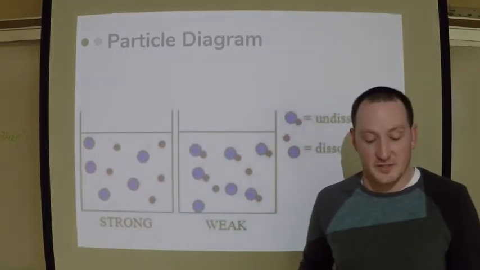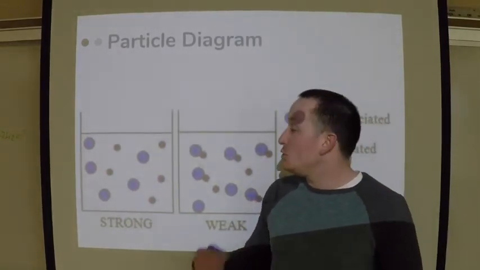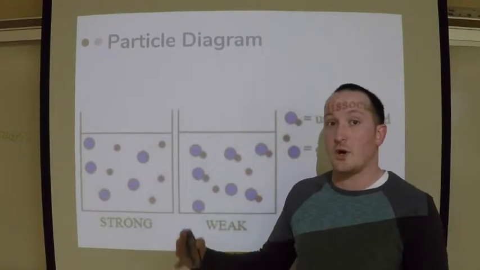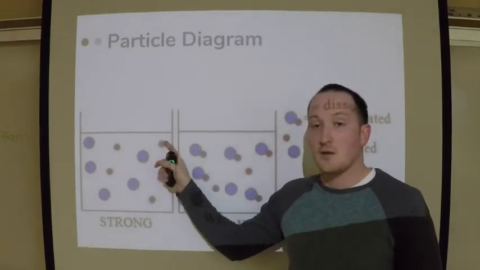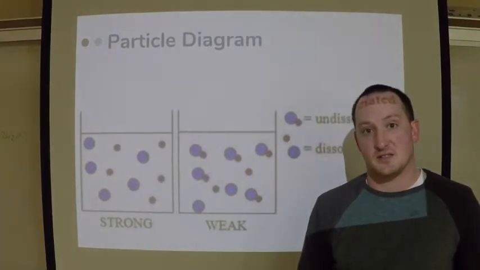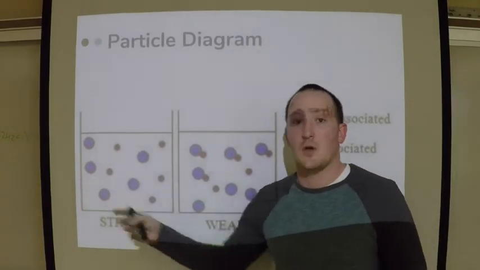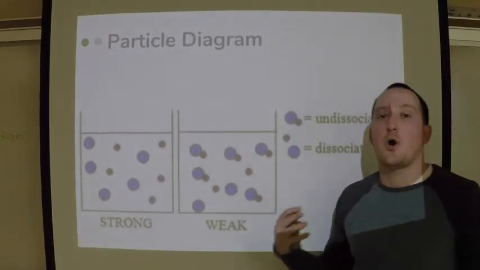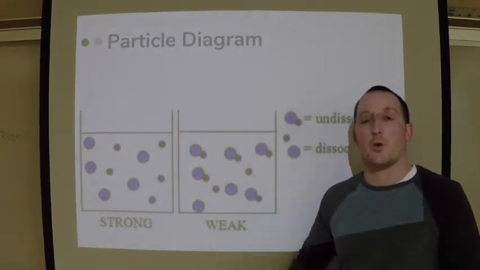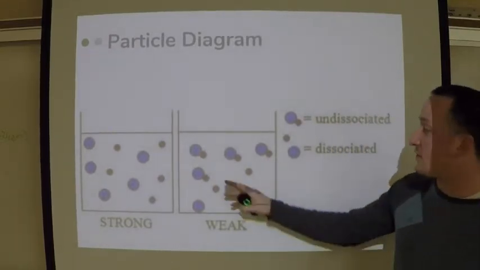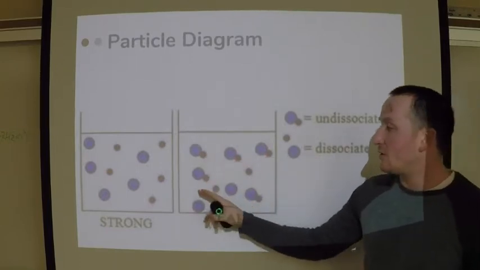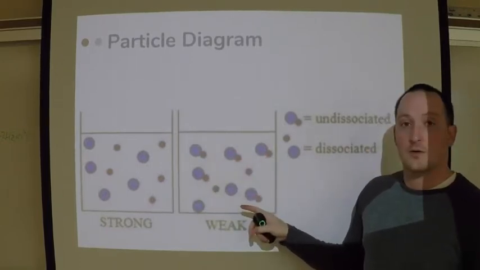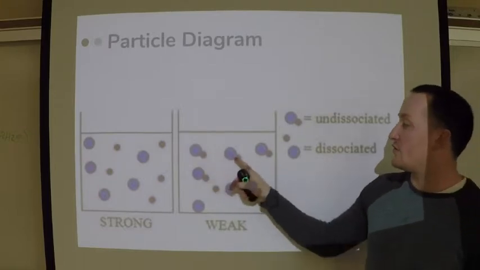Sorry, on your notes page it says to draw HNO3. So you would draw your hydrogens, your H pluses, as separate. Then you would draw NO3 minuses as these blue dots. Weak acids do not do that. They only partially dissociate or partially ionize, which means notice how most of these are together. Undissociated means they're still together.